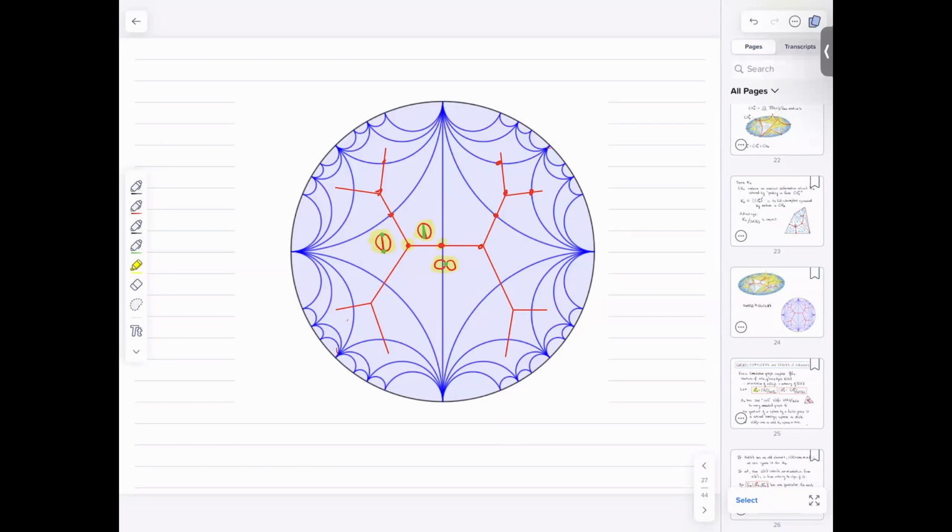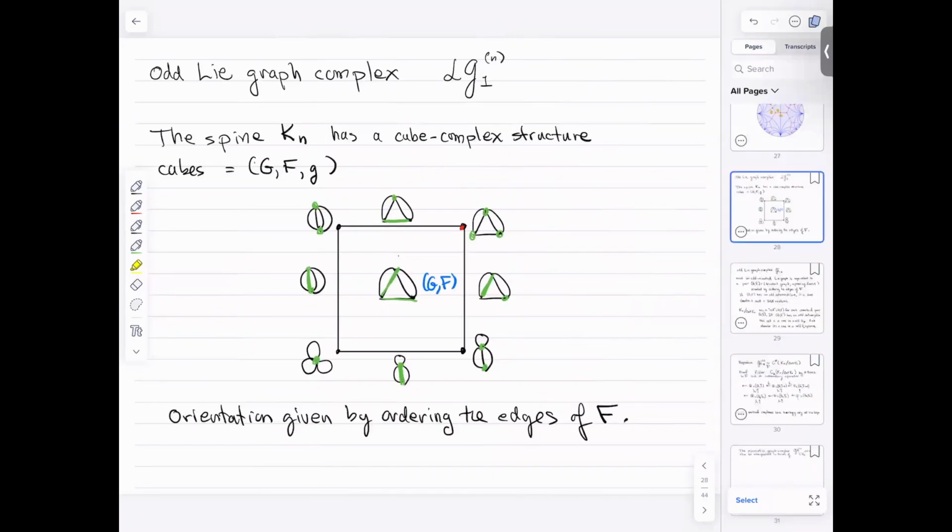Why do they call it a cube? It's also one simplex. It turns out that the spine has the structure of a cube complex for every n. And what are the cubes? The cubes are given by pairs consisting of a graph, a forest in the graph, and of course the marking. I haven't drawn the marking in this picture, but how do I see a cube of graphs? Well, this particular cube, for instance, is associated to the middle graph with those two forests.